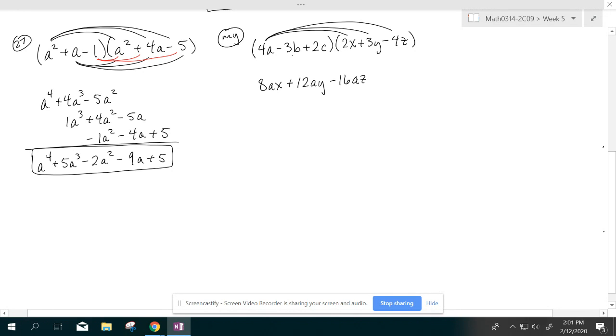Next, negative 3b times 2x. Negative 3 times 2? bx or xb? bx. Negative 3 times 3? by or yb? Negative 3 times negative 4? bz or zb?